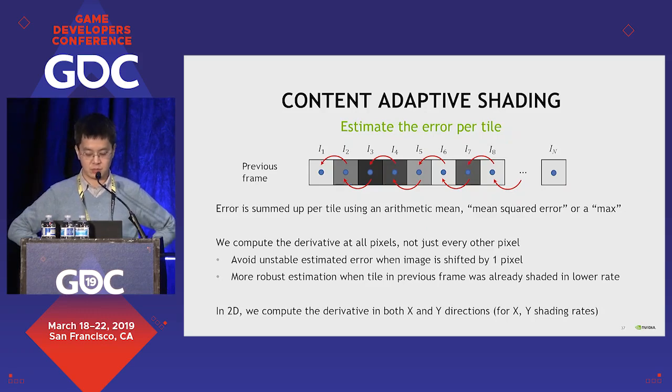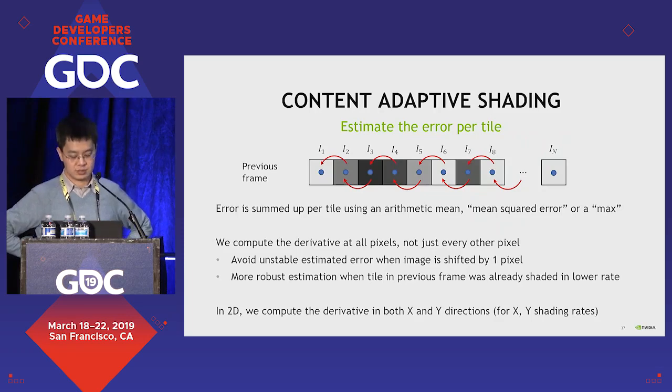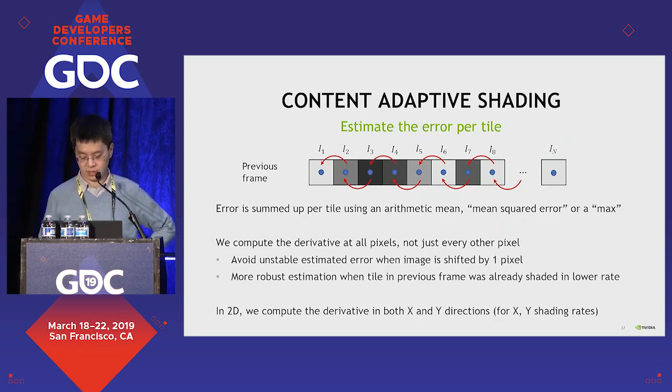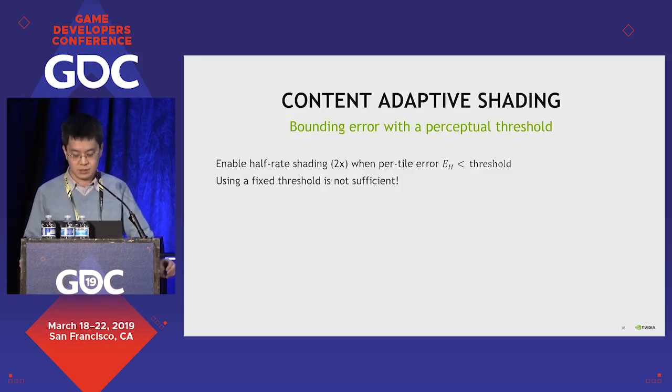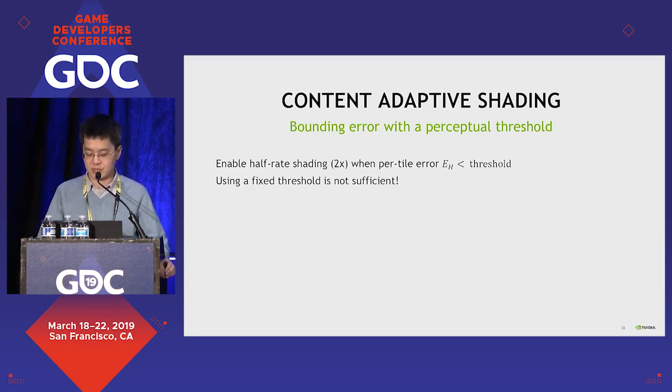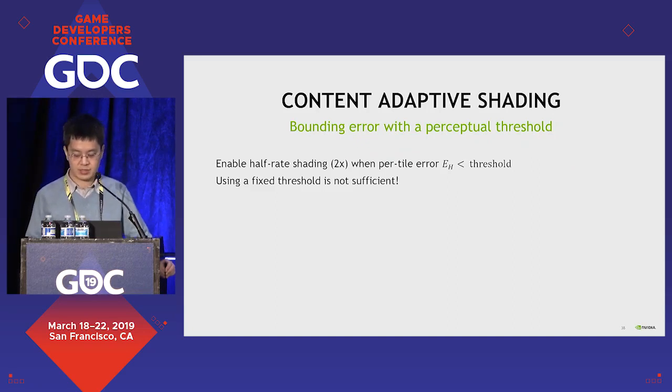To extend this method to 2D, we compute the derivatives in both x and y directions. And we compute that for all 16 by 16 pixels in the tile. So for each dimension in x and y, we can enable half-rate shading when the estimated per tile error, which is denoted by EH, is smaller than the threshold. Can we set a fixed threshold here and call it a day? Unfortunately, this is not a good idea.